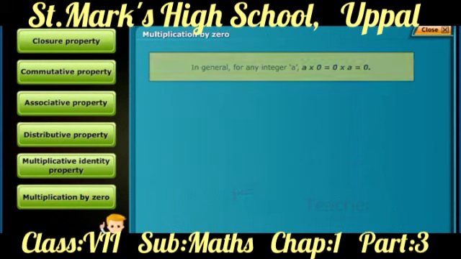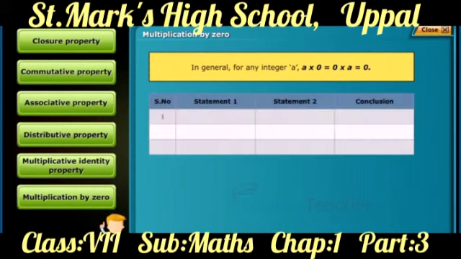And multiplication by zero property defines that for any integer a, a into 0 is equal to 0 into a is equal to 0. In the first statement, minus 9 into 0 is equal to 0, and in the second statement, 0 into minus 9 is equal to 0.